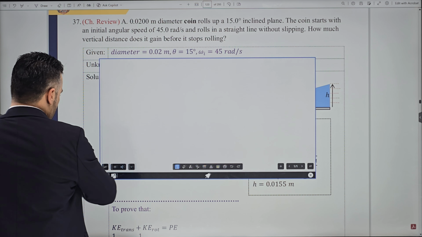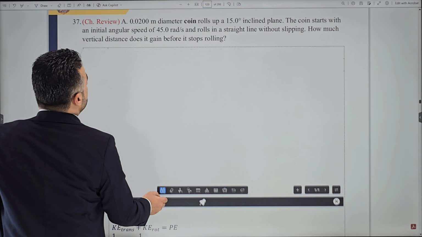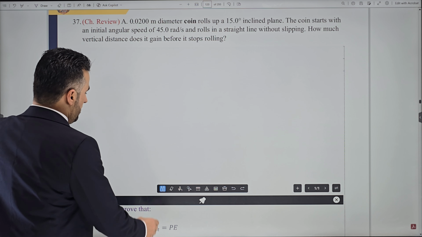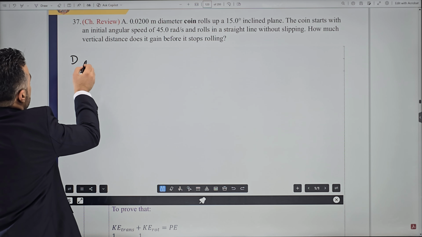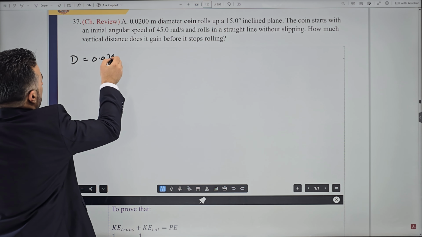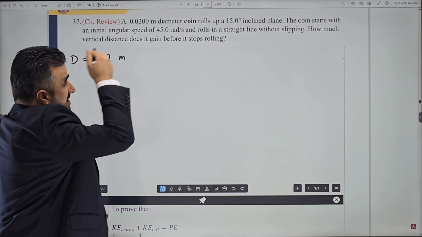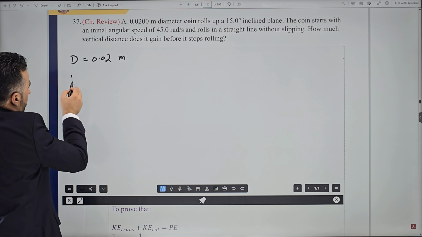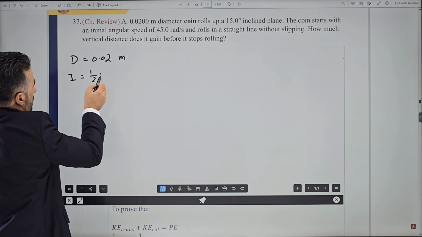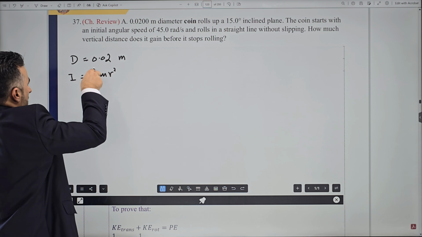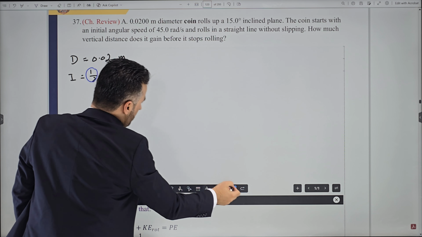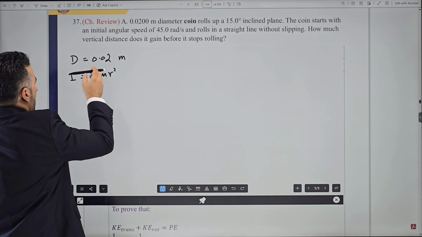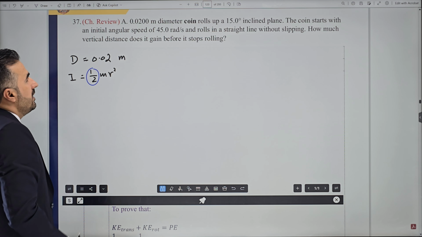Okay, so see what exactly the question wants at this point here. First of all, we have a diameter. What is the diameter? It is 0.02 meter. Okay, it says it is a coin. What is the moment of inertia for a coin? It is like a disk, which is 1 over 2 mass times radius squared. Perhaps we need this, 1 over 2. Let's just write this one a bit nicer. Okay, we might need this one.